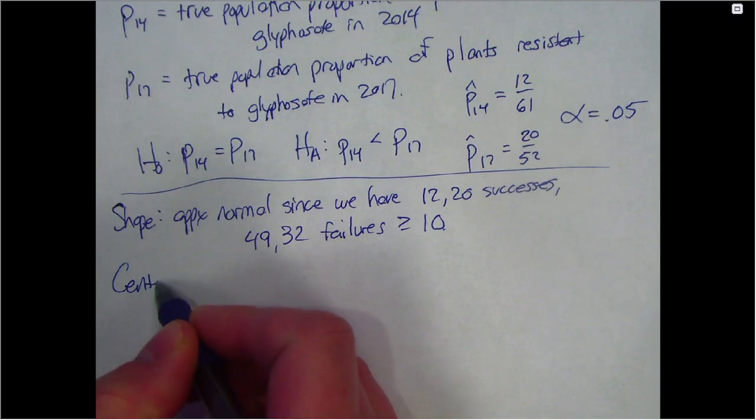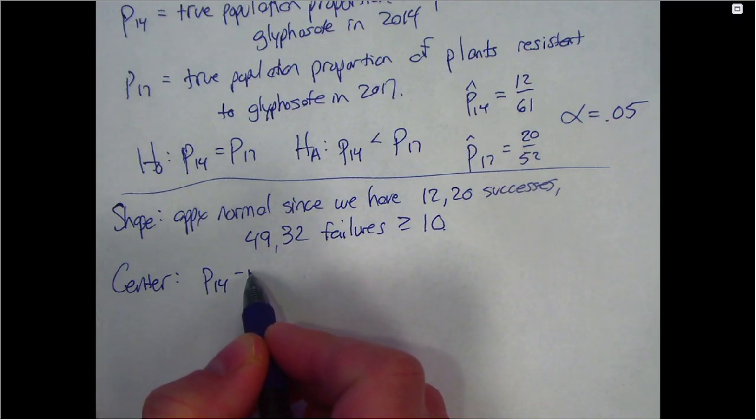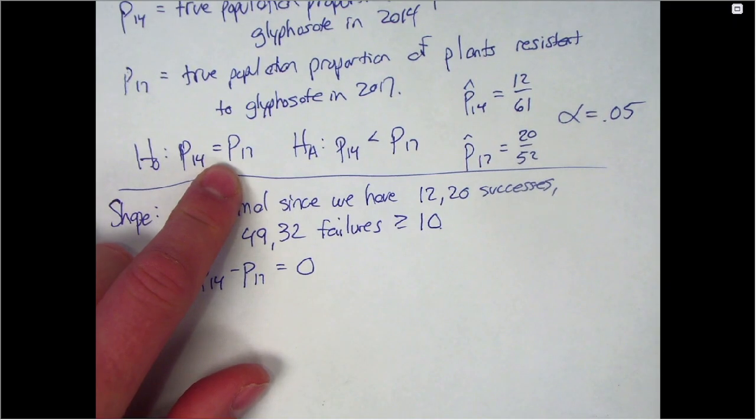Center is actually going to be P14 minus P17. Well, center is 0, because we start off assuming they're equal, and if they are equal, what do I get when I subtract them? I would get 0.